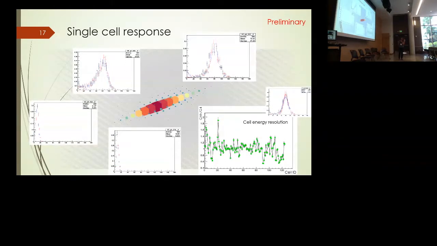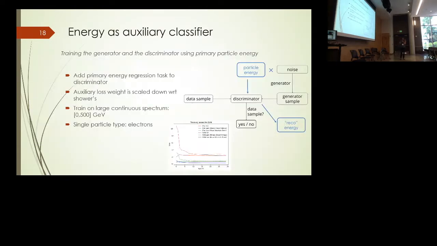But we also check the single cell response. We really want to have images that look as real as possible. So basically what happens is that if you look at cells where the energy deposited is large, the networks manage to reproduce it very well. If you're looking at cells where the energy deposition is much smaller, then the response is not so good.